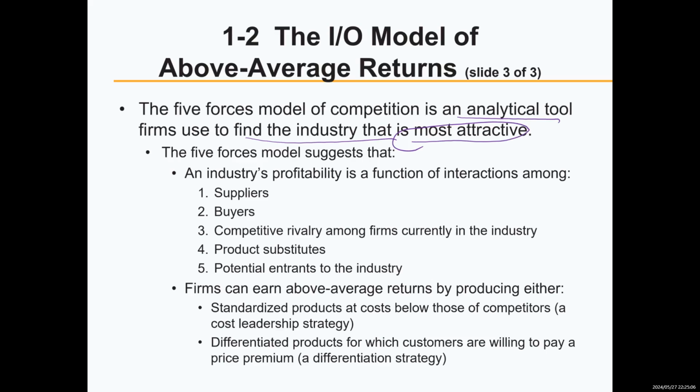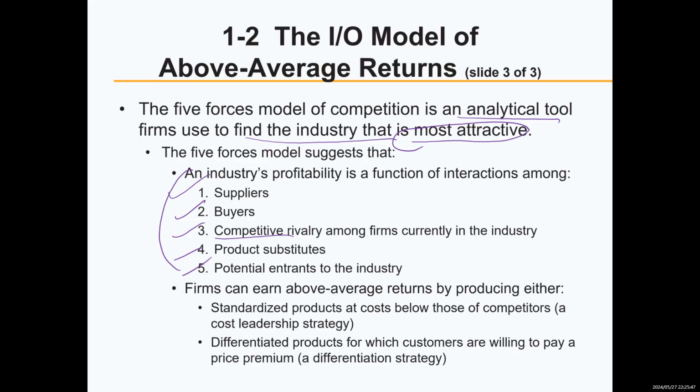They are, number one, suppliers, buyers, competitors or competitor rivalry, product substitutes, and potential entrants to the firm. So this looks like Porter's Five Forces model, if you happen to have studied it in some other books like business or organizational theory, right?